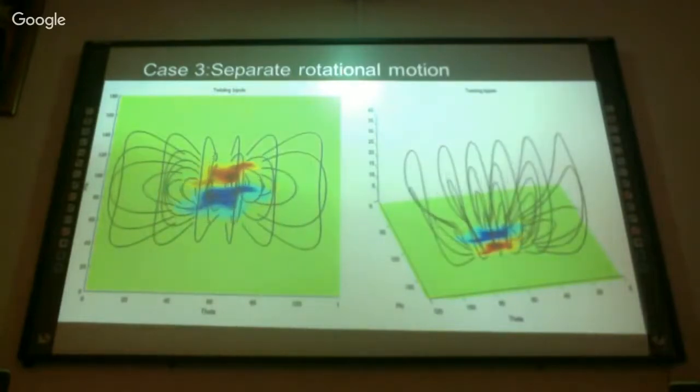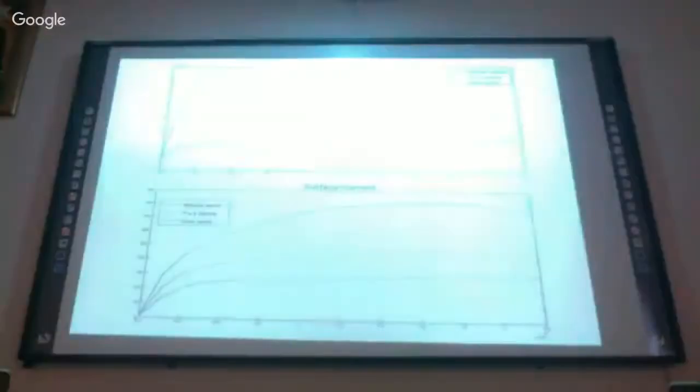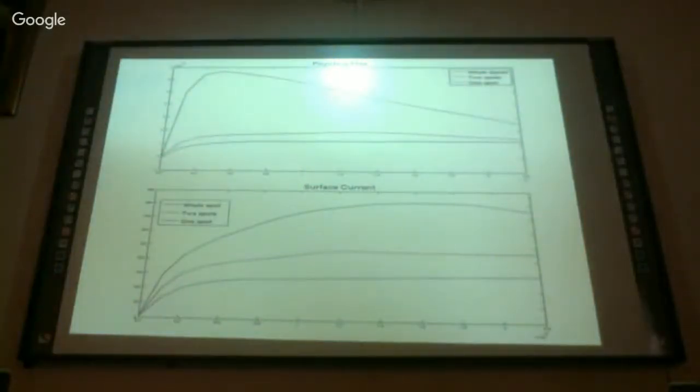So we did some quantitative comparisons. This is the surface current. The surface current gives you a measure of how much twisted the magnetic fields are at the surface. This is the case where the whole spot is being twisted around the center of the whole active region, this is where one spot is being rotated, and this is where the 2 spots are undergoing individual separate rotation. So clearly a lot more surface current is being generated in the first case, which is sort of obvious.